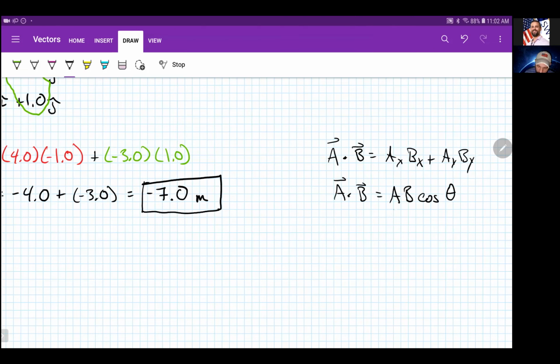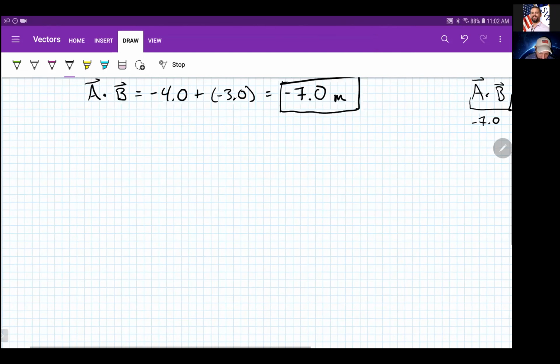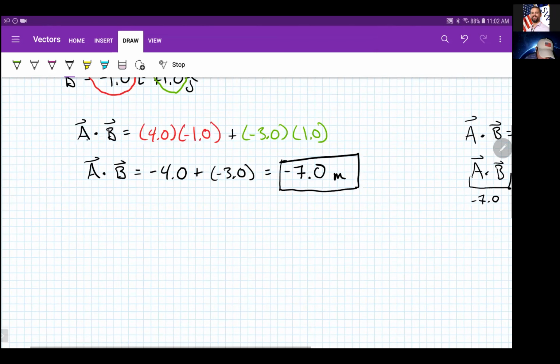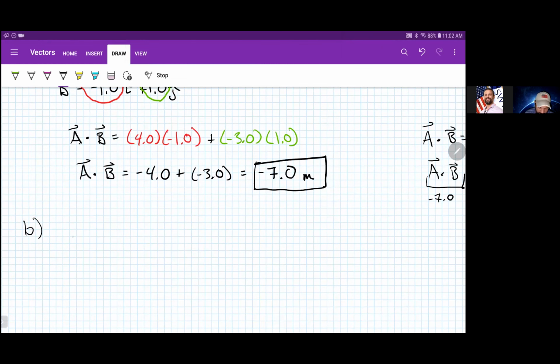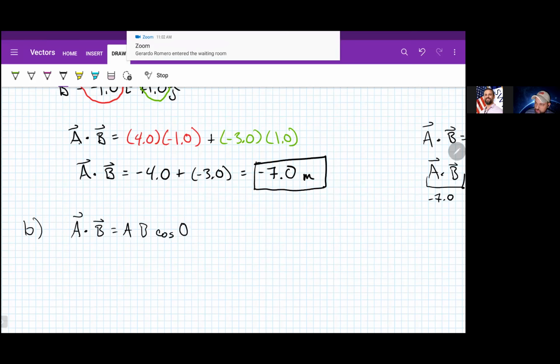We can get that easily. We already found this. That's -7.0. So we can use this information to find theta. All right, so for part B of this problem, we have A dot B is equal to AB cosine theta. We can solve this for theta.